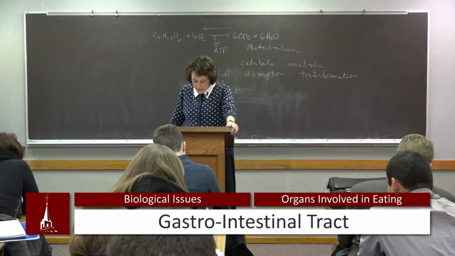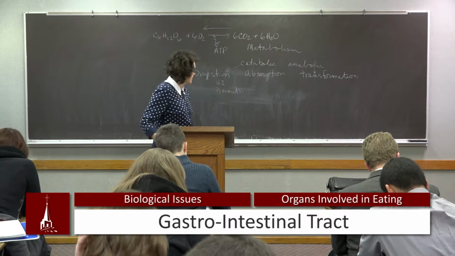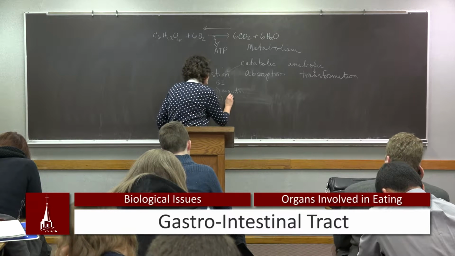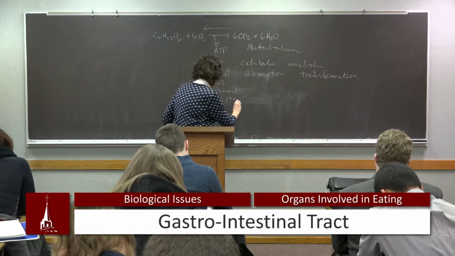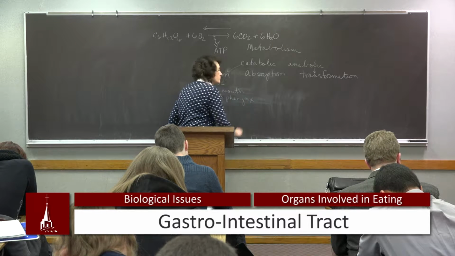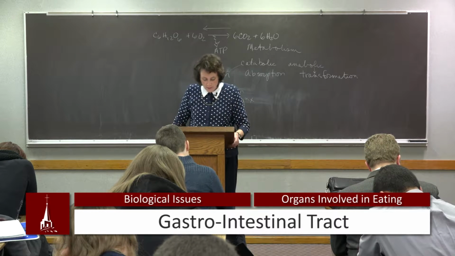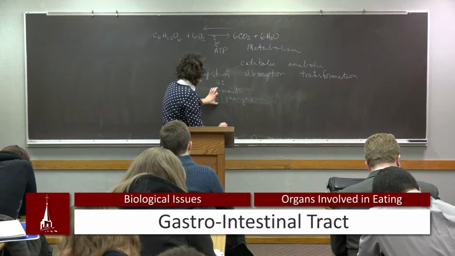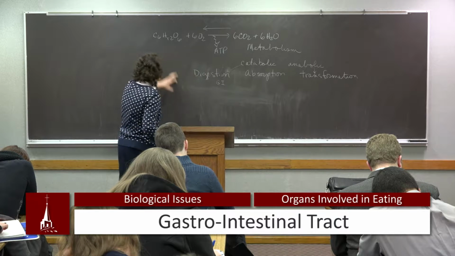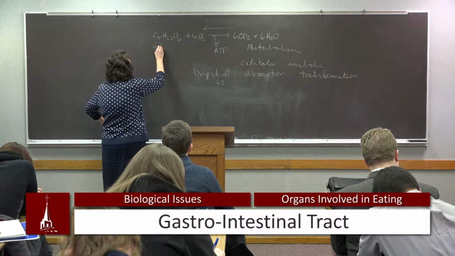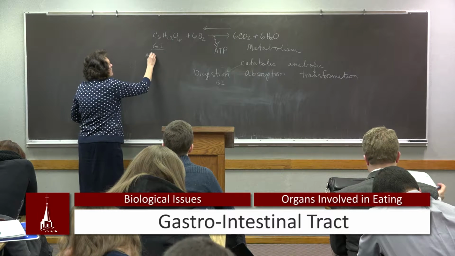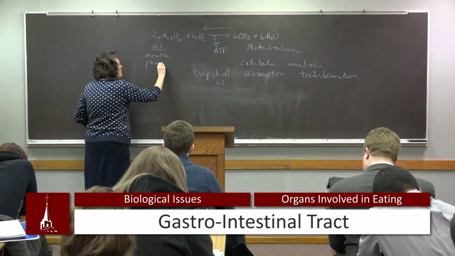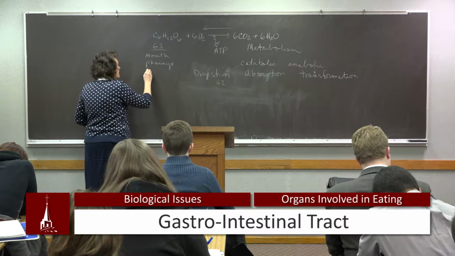efficiently. The next organ, of course, in the GI tract is the pharynx, which is fancy for throat. This, of course, is simply the passageway. The passageway out of the mouth down to the esophagus. Maybe what I'll do is I will write this up higher so you can see it. We have the mouth, pharynx.